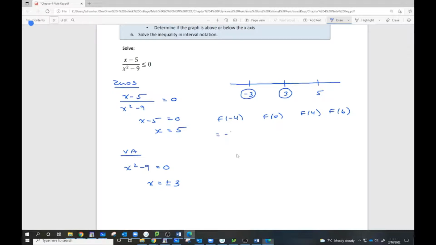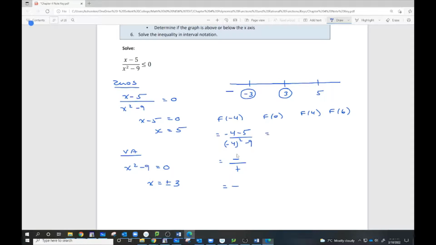So I get -4 minus 5 over -4 squared minus 9. Now again, I'm not actually looking for the value. I don't have to use my calculator. What I care about is it positive or is it negative? So this would be -9, which is negative, over 16 minus 9, which is positive. So to the left of -3, my graph is negative, because a negative divided by a positive is a negative.